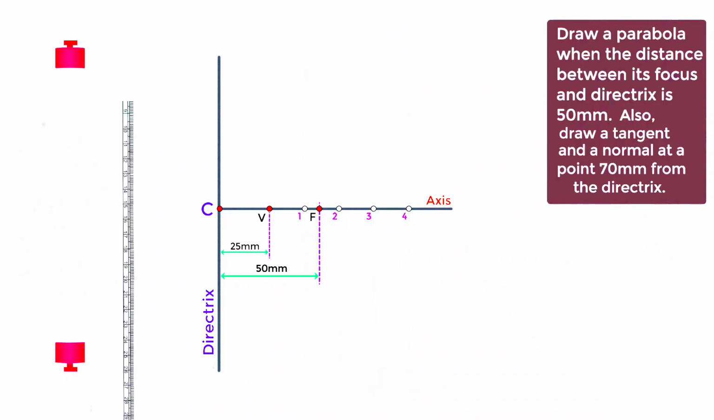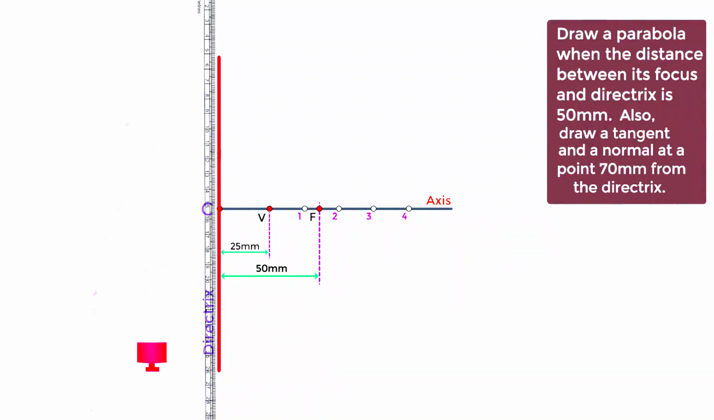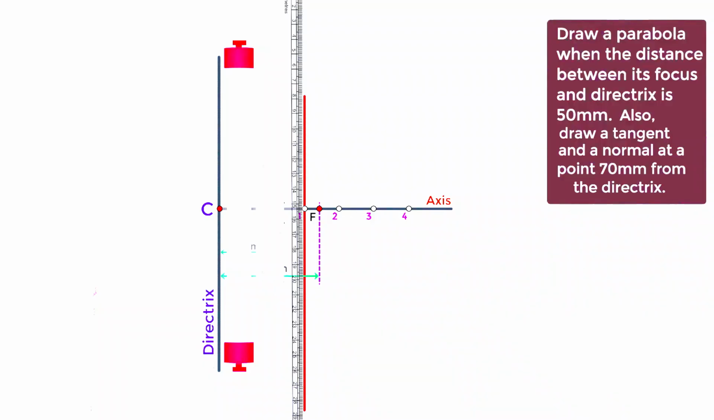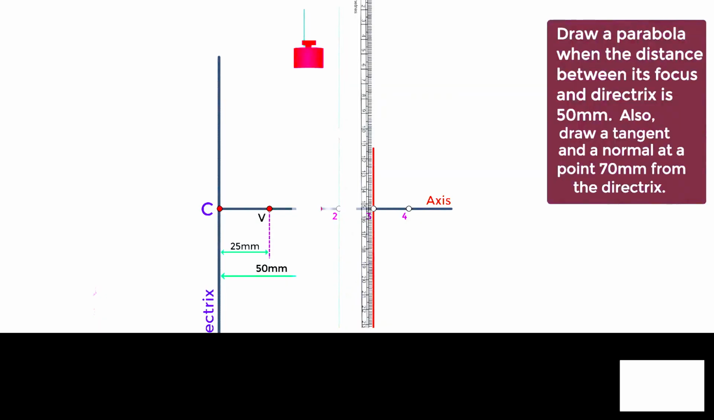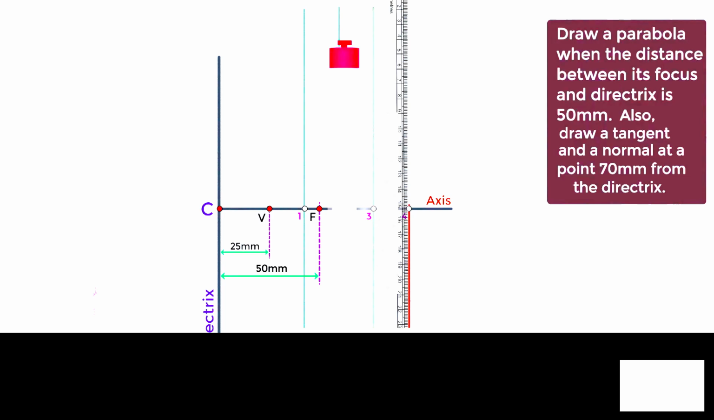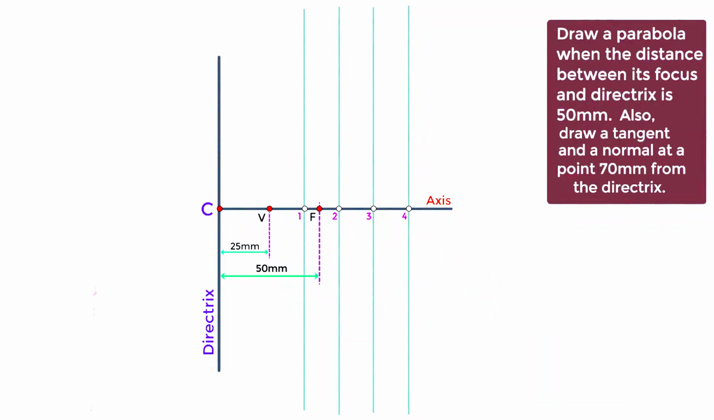After getting these points, we will draw a vertical line at each point. To draw vertical lines, we can use a drafter or a roller scale. Here we will use a roller scale. Take this vertical line as a reference and draw lines passing through these points.